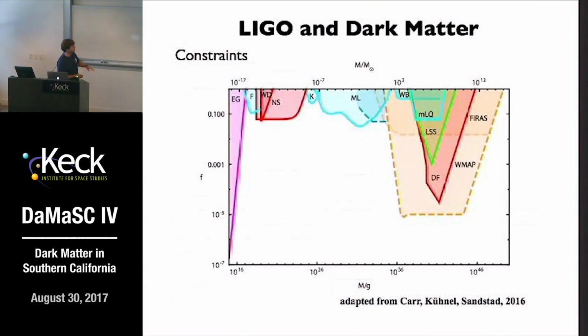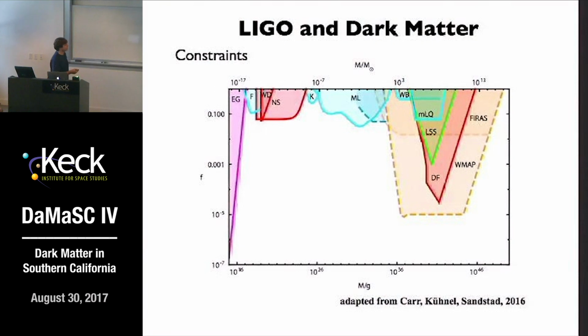And so here I'm showing you a plot that's adapted from this paper, adapted in the sense that I took out constraints that weren't available at the time when the previous paper was written. So this paper came after the paper by Marc Kamionkowski and company. So I've taken out one of the constraints. I'll put them back in later. But this is what the landscape looked like when the paper was written.